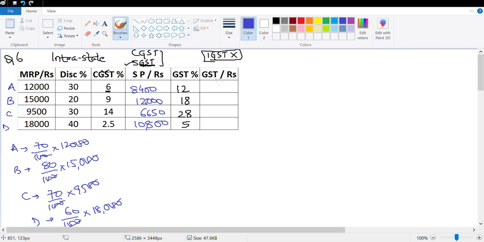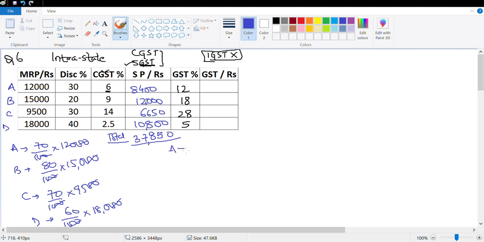We've calculated the GST rate. Can I add this up total first? So this is total 37,850. Perfect. So this is 37,850. Now, can I calculate the total GST at some percentage? No, because the GST rate is different, so I'll have to calculate individual GST.